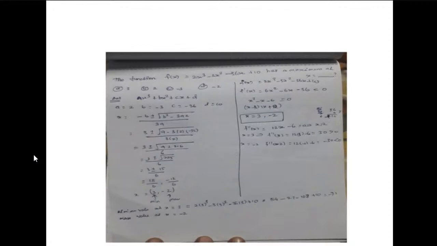Next, another example. f of x is equal to 2x cube minus 3x square minus 36x plus 10 has the maximum at x is equal to dash. Here we have to find the maximum point, the point at which this equation will produce the maximum value.